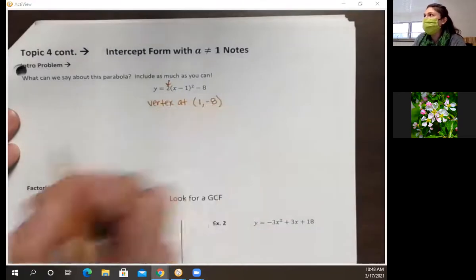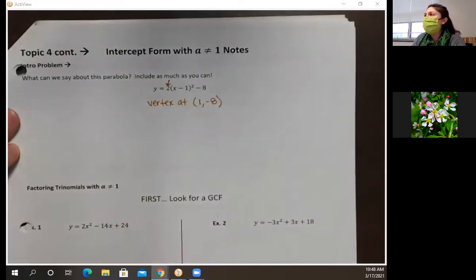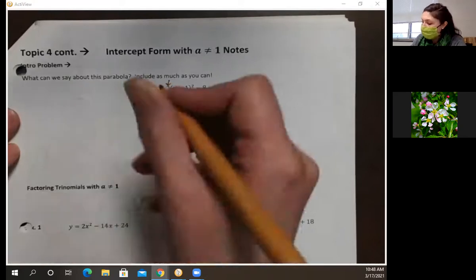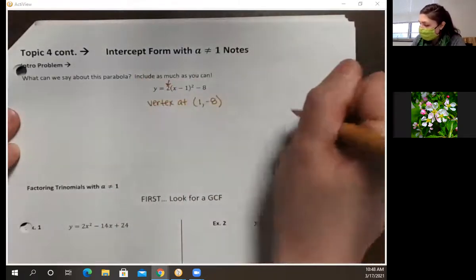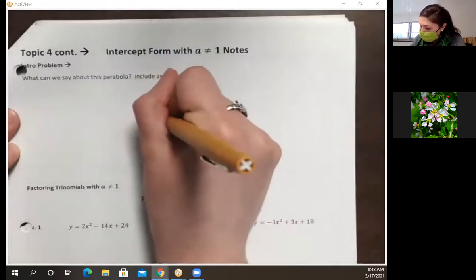Since it's positive, what does that tell me about my parabola? Since it's positive, it's gonna open up. If it were negative, it would open down, but since it's positive, it will open up.